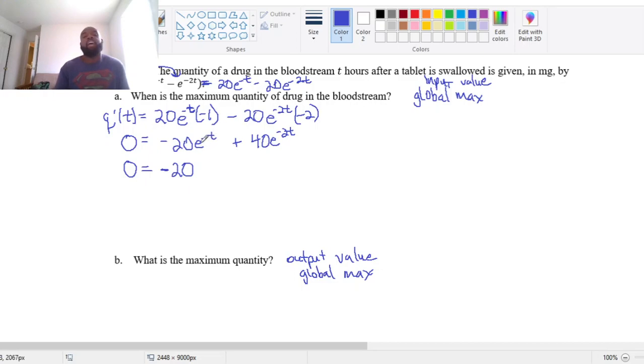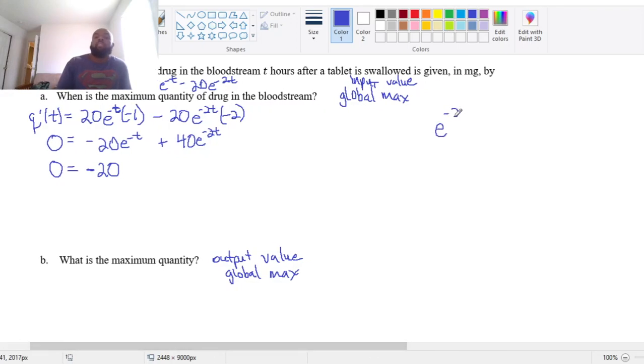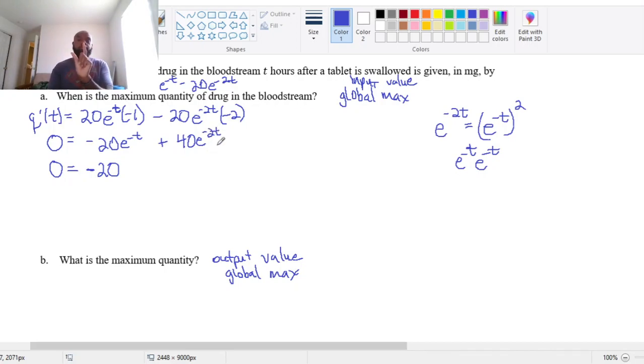Now, both of these terms have an e to the -t, right? This is e to the -t. This is e to the -2t. Now, let's think about this. This e to the -2t here, you can think of as e to the -t squared, right? Or e to the -t times e to the -t, right? When you square something, you multiply it by itself. Either way, you can add the exponents and get a -2t, or multiply, and you're going to get e to the -2t, right? So this e to the -2t here is e to the -t multiplied by itself, right?